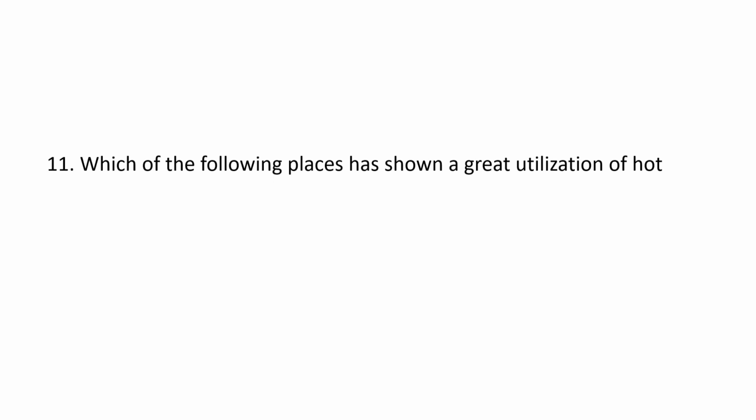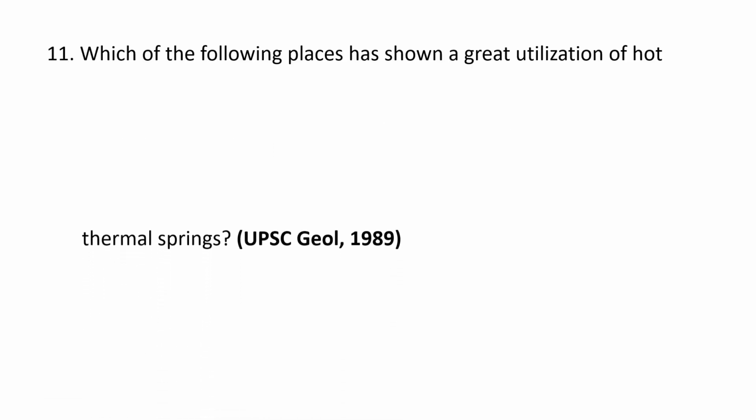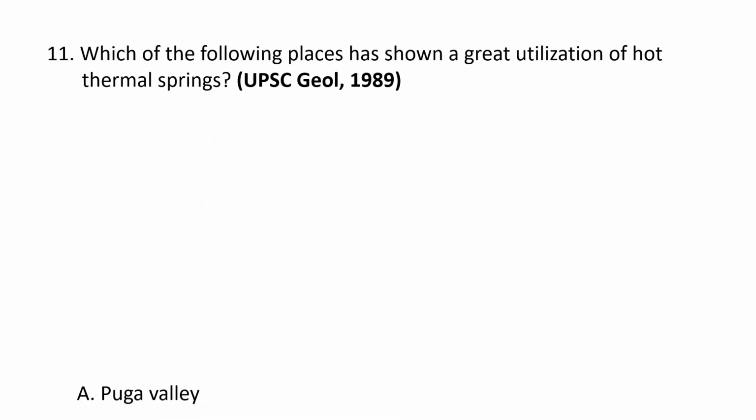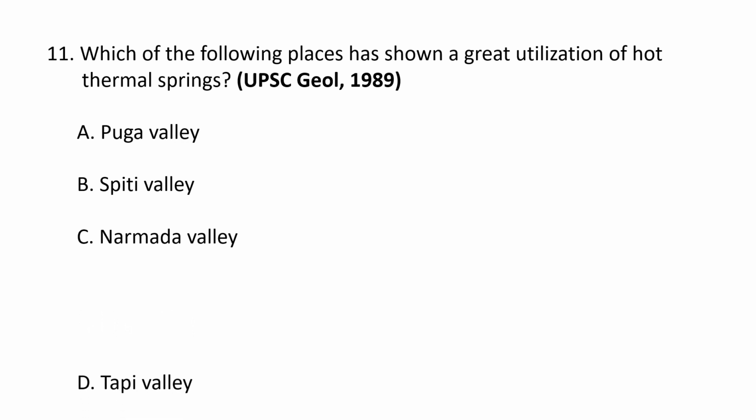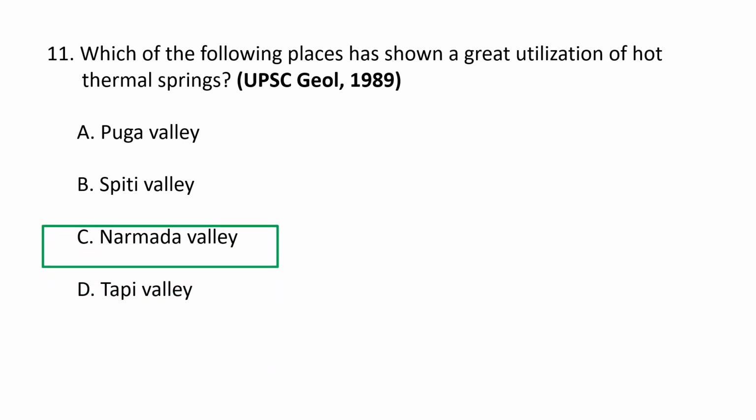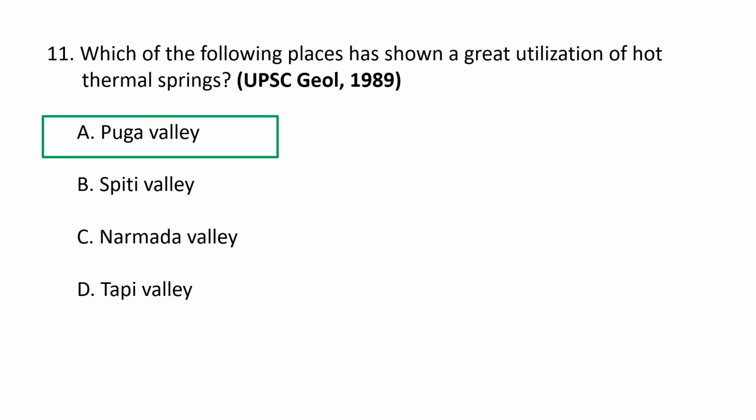Cuddalore sandstone. Next question. Which of the following places has shown a great utilization of hot thermal springs? A. Puga Valley, B. Spiti Valley, C. Narmada Valley and D. Tapi Valley. Generally Puga Valley is very well known for the hot water springs or thermal springs. So A is the correct answer.